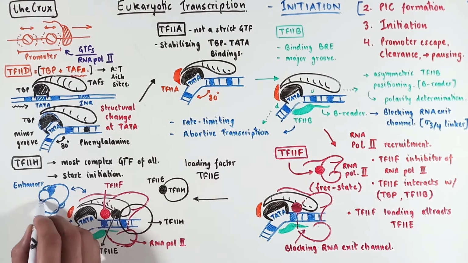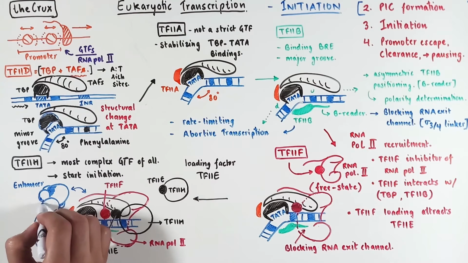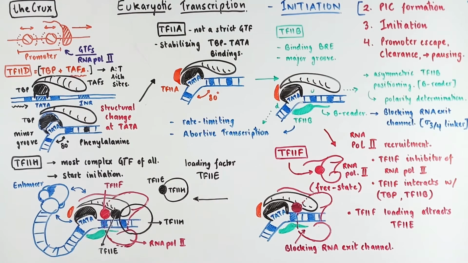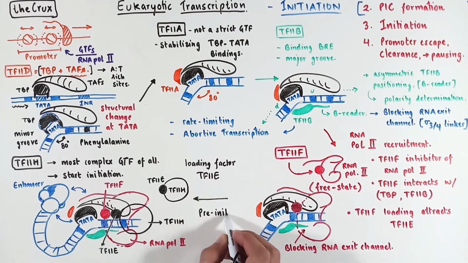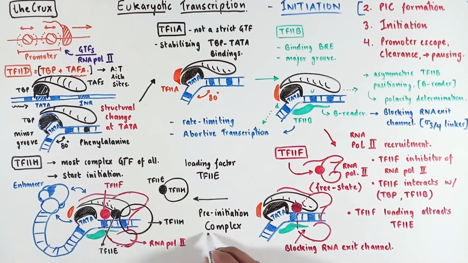These factors that are bound to enhancers can be pioneer factors or kinases and many other complex proteins that can help in the process of transcription initiation. So this entire complex is known as the pre-initiation complex, and that's the first step of initiation.